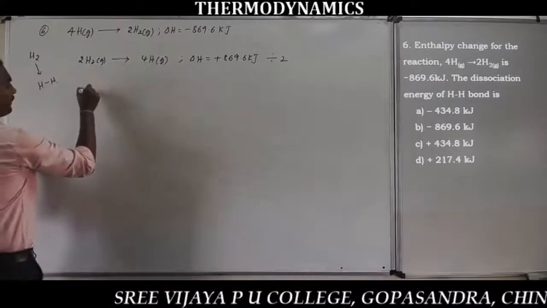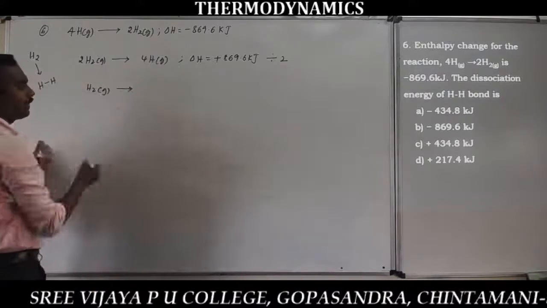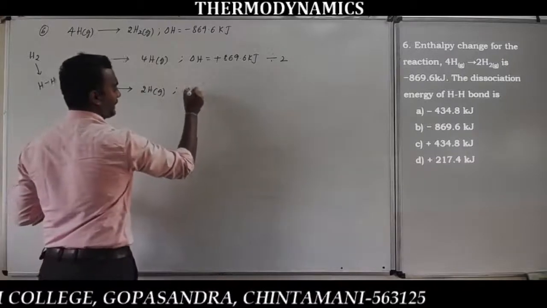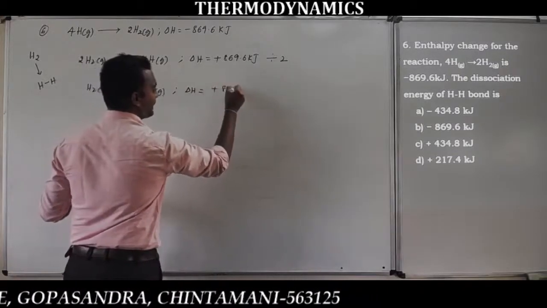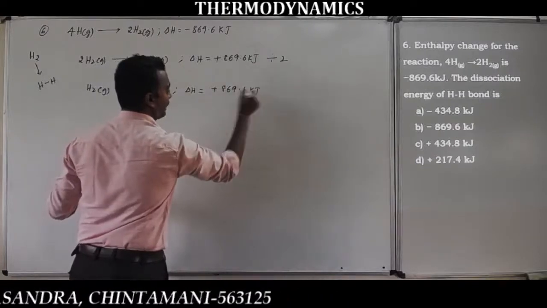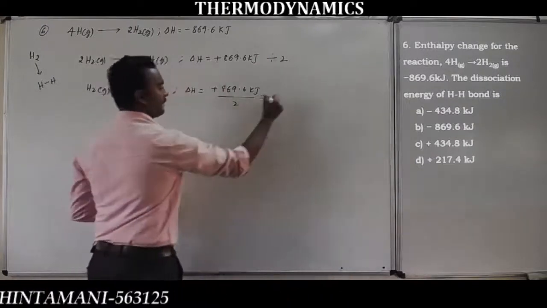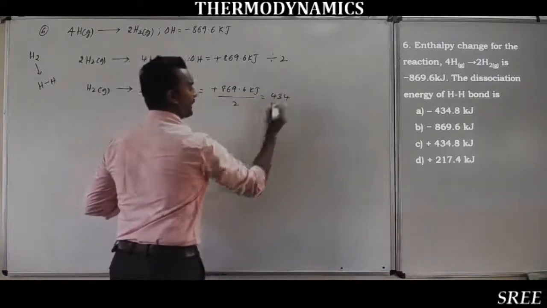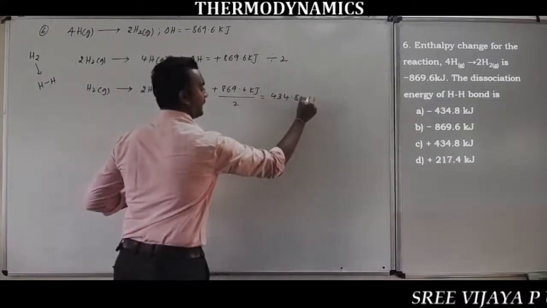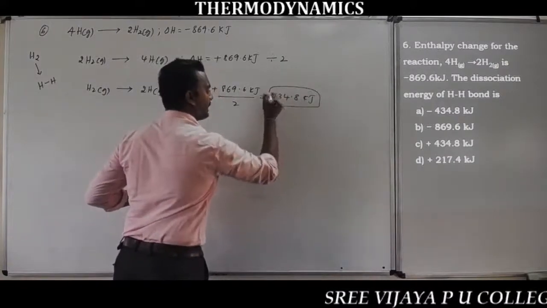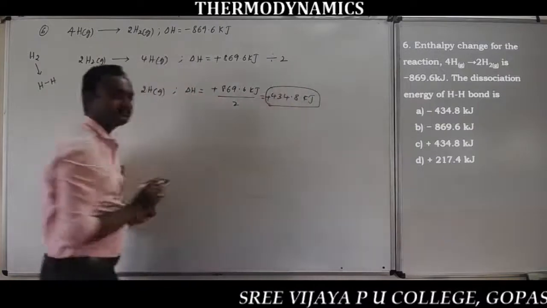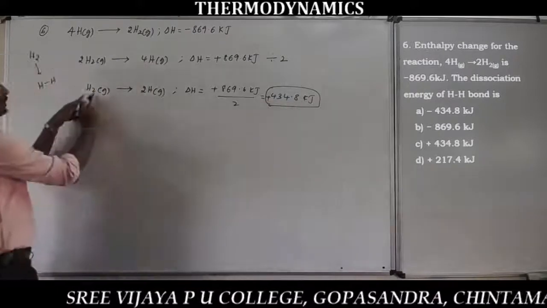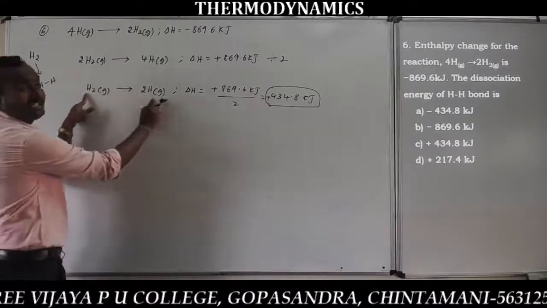Divided by 2, what do we get? We'll get H2 gaseous converted into 2H gaseous atoms. So what happens to delta H? Delta H is equal to plus 869.6 kilojoule again divided by 2. So dividing, 2 4s are 8 and 2 3s are 6. Again 2 4s are 8 and 6 remains, that is 8 kilojoule. So this is the amount of energy. This is the sign. Sign is positive. This amount of energy or enthalpy change is required for the dissociation of H2 into the 2H gaseous atoms.